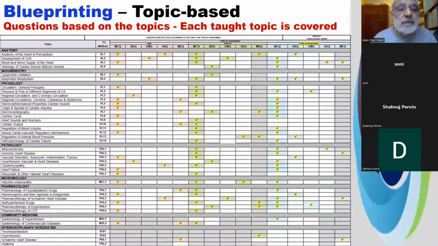Here, if you see the anatomy lecture 1 to lecture 4, lecture 1, for example, is being assessed both as a multiple choice question and as a short essay question, and that is in the end of module. But similar assessment can be done at the professional level.